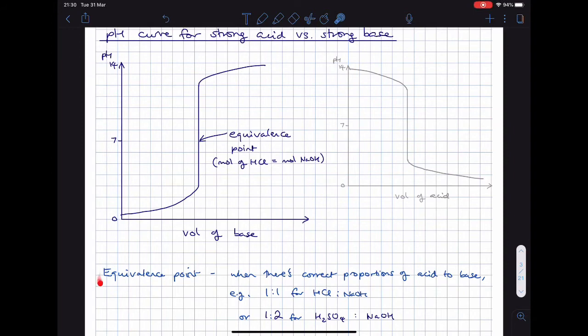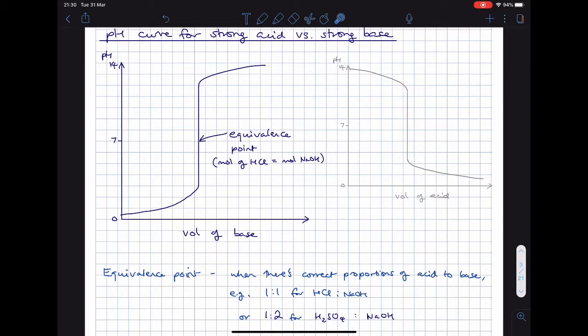So the equivalence point is the point in the titration where the moles of the acid and alkali are in their correct proportions in terms of the stoichiometry in the equation for neutralization. So if I have a monoprotic acid and a monobasic base, we have a stoichiometry 1:1. The moles of the acid and the alkaline should be the same at the equivalence points for these types of neutralization reactions, or these type of titrations.